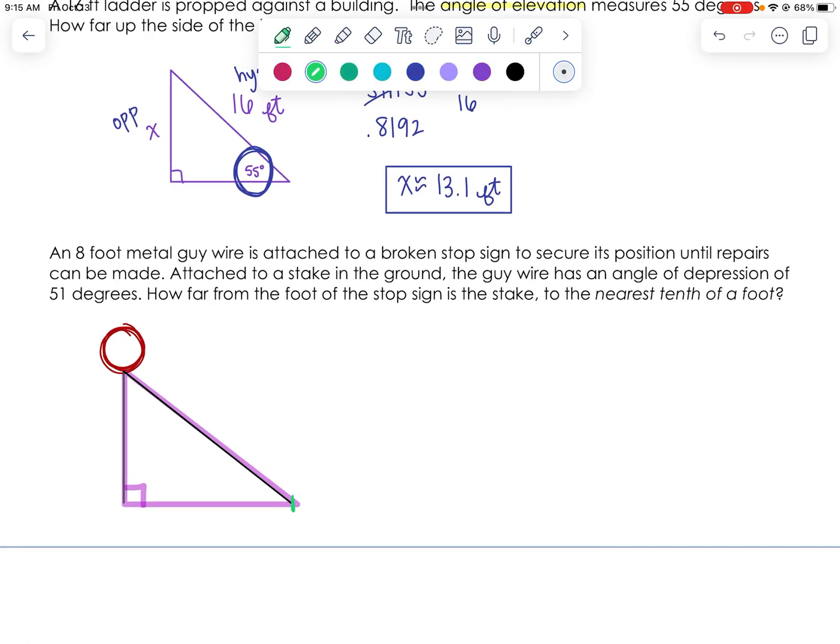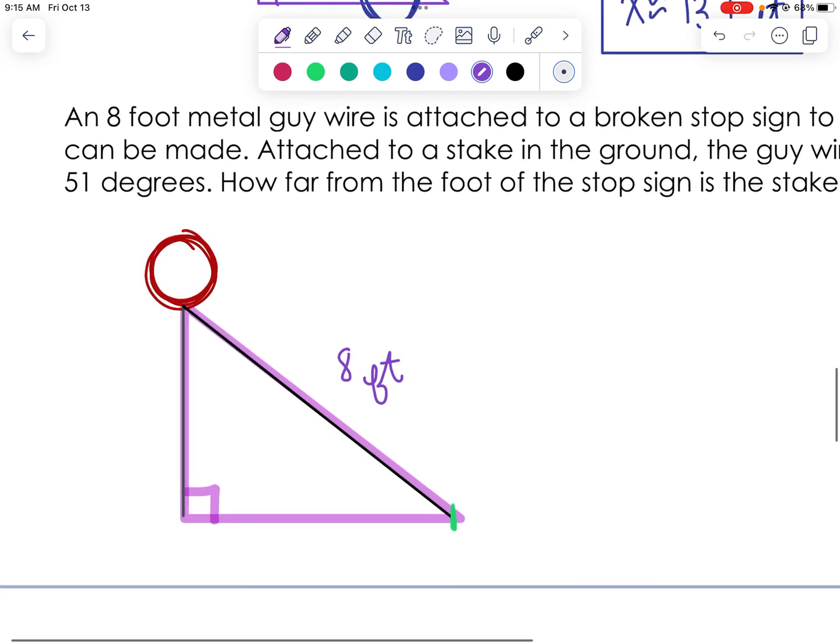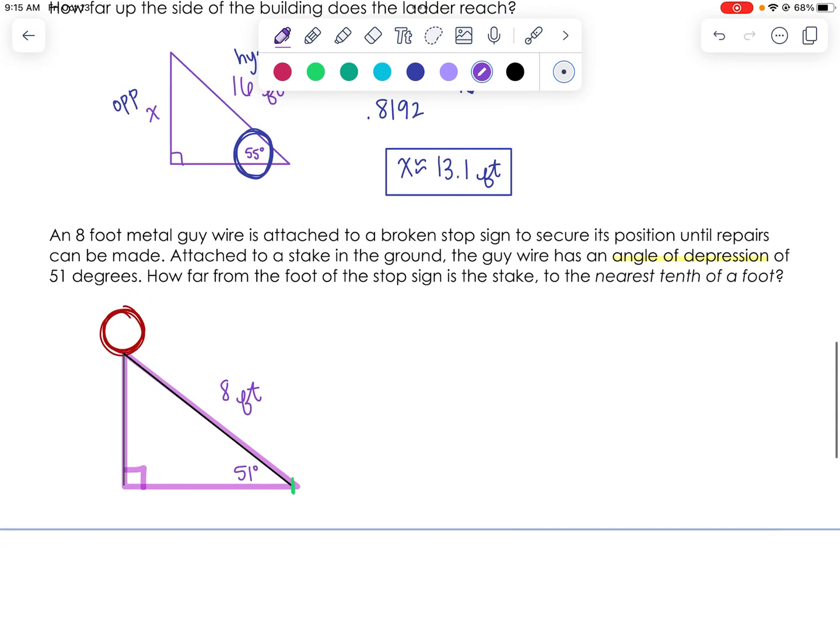Okay, the guy wire is 8 feet. So that is the guy wire, right? There's your hypotenuse. Okay, attached to a stake in the ground, the guy wire has an angle of depression. Now, don't let that bother you, angle of depression, angle of elevation, it doesn't matter. It's still going off of our line of sight. So it's always going to be attached to this horizontal piece. So even though it says angle of depression, that is still going to go right here. It's 51 degrees. How far from the foot of the stop sign is the stake?